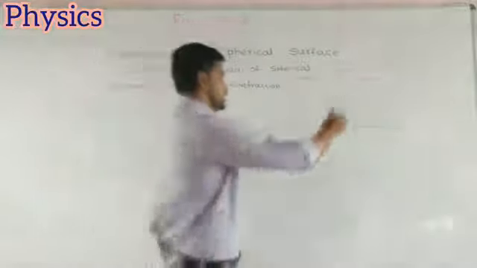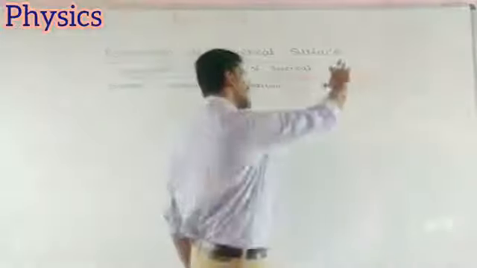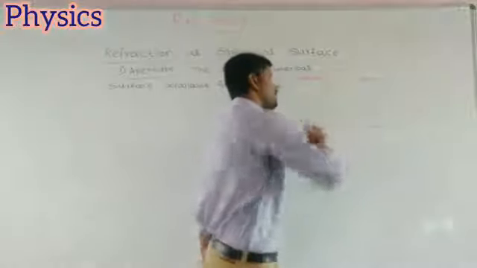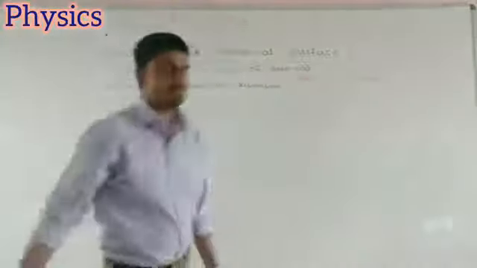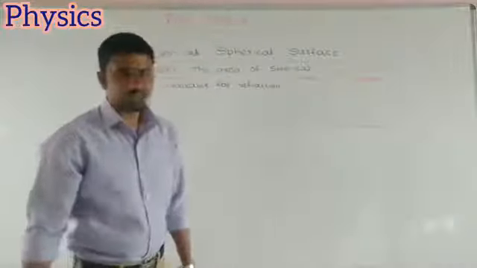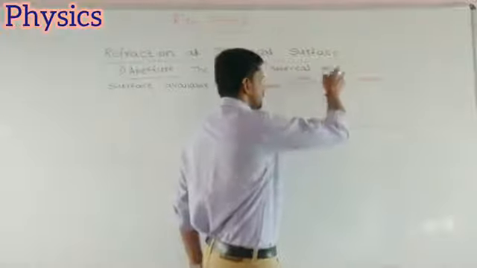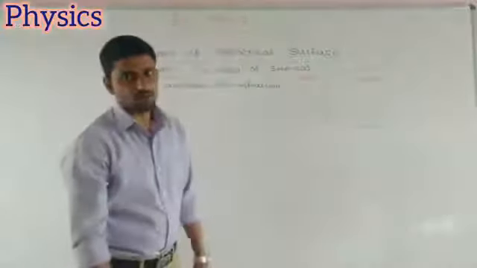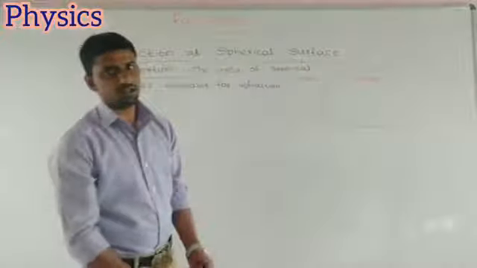That means, see here, it is a convex spherical surface. How much area is available for the refraction of light? That much area is called the aperture of that spherical surface. See here, this much area is available for the refraction of light. So that is the aperture of that spherical surface.